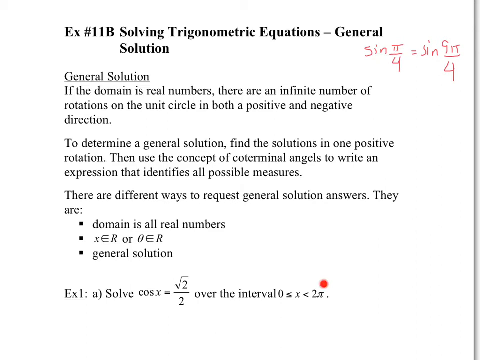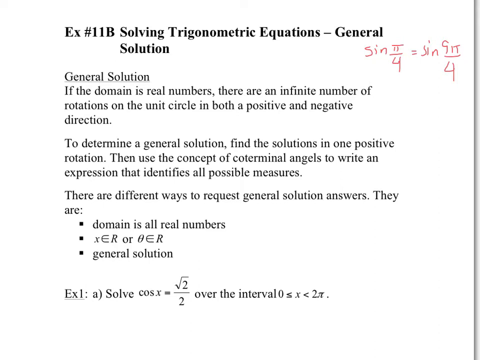If, for example, we don't give you an interval, if we say we want all the solutions, that's when the general solution comes into play. So basically, at the end of the day, try to simplify it as much as possible. To determine a general solution, you find the solution in one positive rotation. So find the answers that you normally would, and then we're going to use a notation that explains that you're going to add rotations an infinite amount of times, depending on where you want to be.